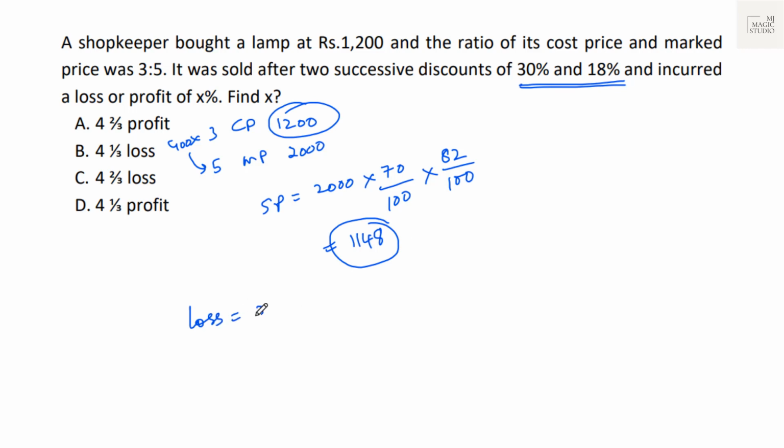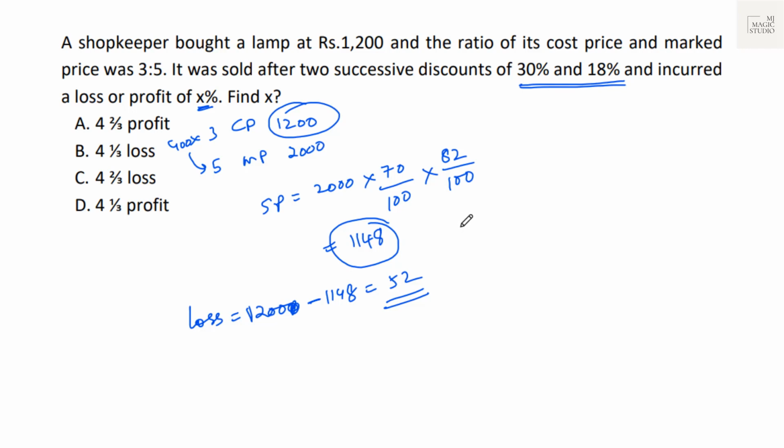Now we can see that cost price is 1200, which is more than selling price. That means this person has incurred a loss. Loss of 1200 minus 1148, that is 52 rupees loss. What they are asking is, he has incurred a loss or profit of X%. What is the loss percentage?